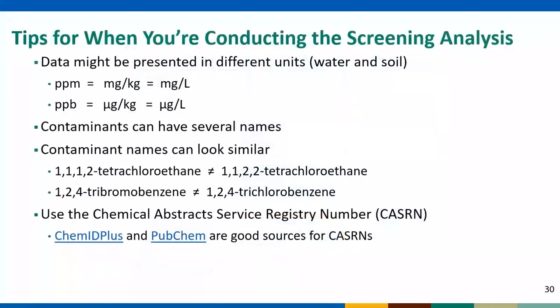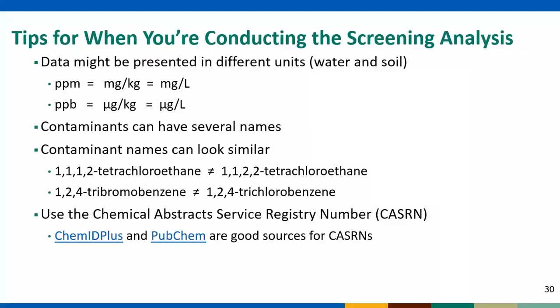Here are some tips for when you're conducting the screening analysis. Note that data might be presented in different units, such as these for water and soil. Make sure that your site data are in the same units as the ATSDR CVs and non-ATSDR screening levels that you're screening with. If you're using FAST, the system converts the concentrations for you. For example, if you put your water data in as parts per million, FAST will convert the units to parts per billion because those are the default units FAST uses in its water CV screening module.